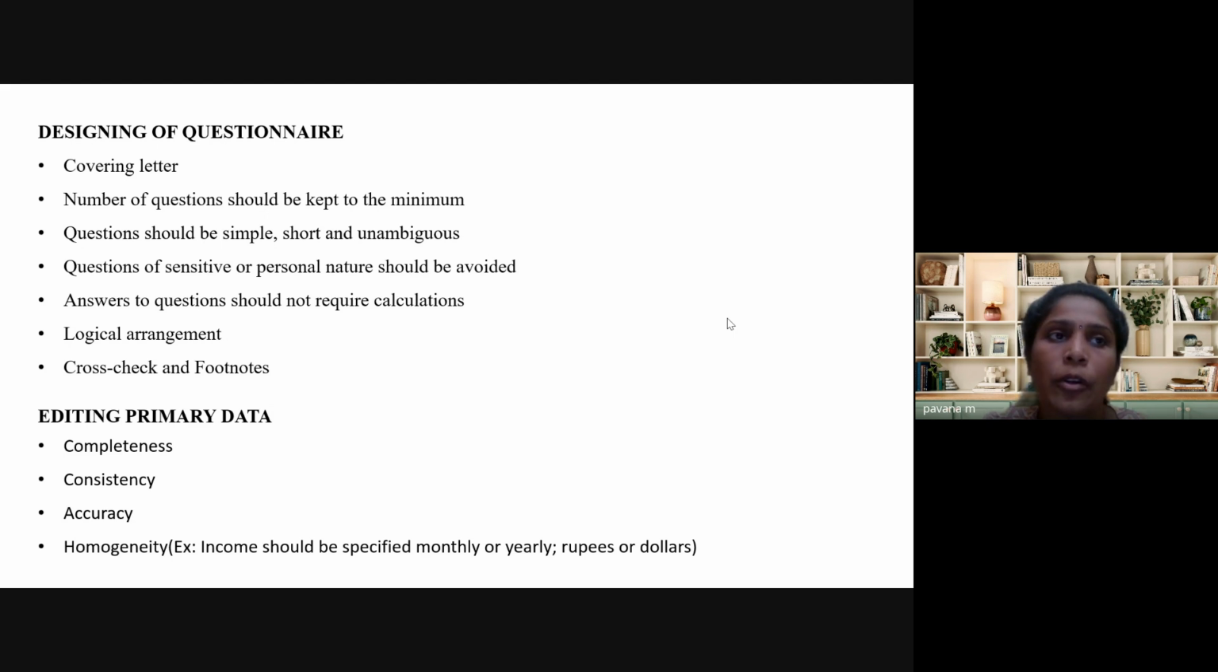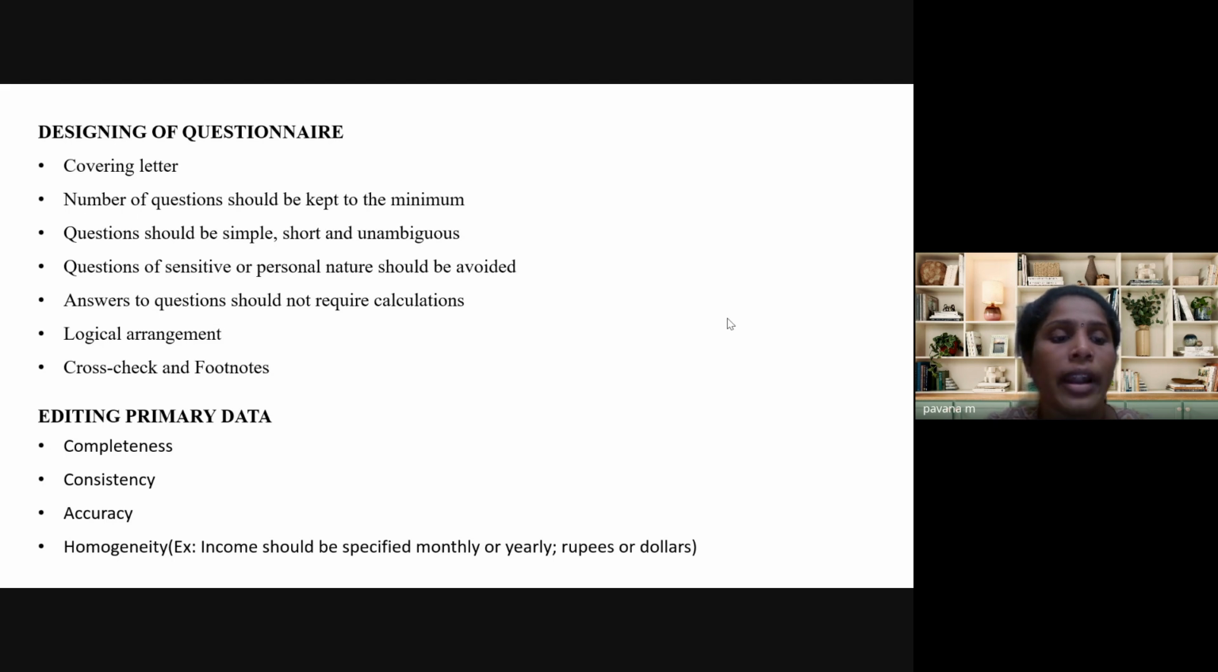The ideal number of questions in a questionnaire is 25 to 40. But if questions are more than 25, then you have to divide that questionnaire into two or three divisions according to the topic. Then the respondent will not be frustrated by giving answers to that many questions. So the ideal number of questions is 25 to 40.